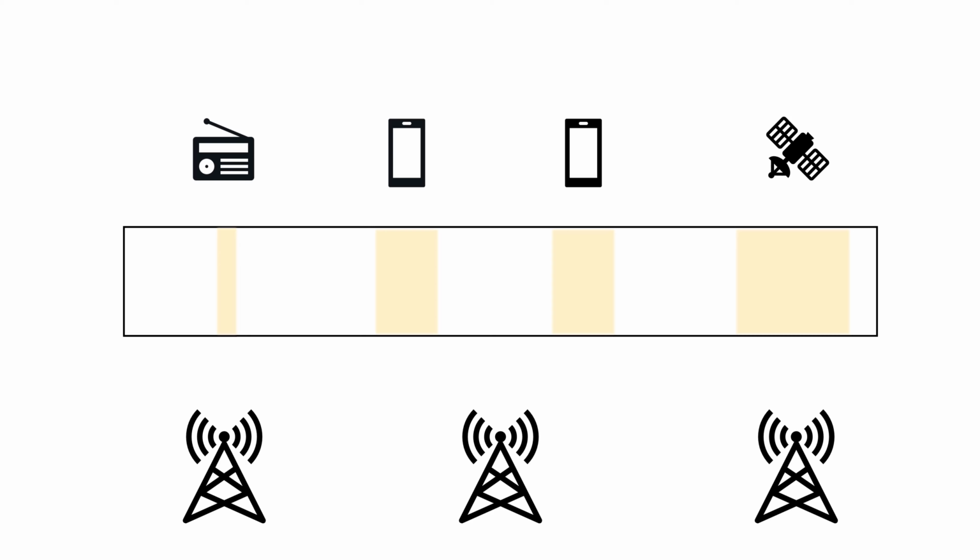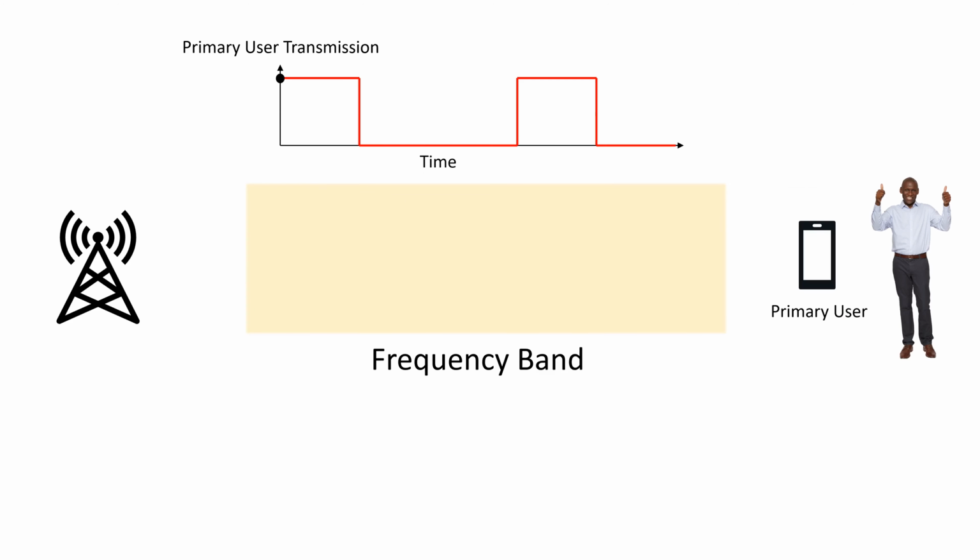Each wireless connection will take up parts of the frequency spectrum, and as the number of devices increases, the issue of spectrum scarcity arises, which motivates the idea of dynamic spectrum access. To understand the idea of dynamic spectrum access, let's see the following example.